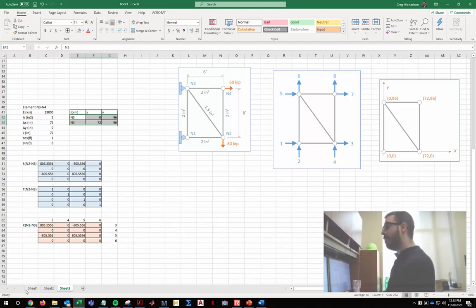Now maybe what we ought to do is change our member codes. Maybe we ought to do that too. I forgot about that. So 5, 6, 7, 8. There we go.